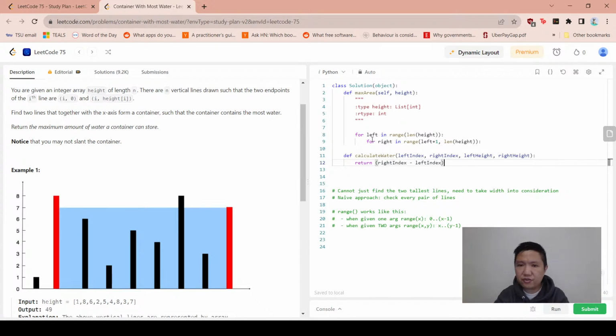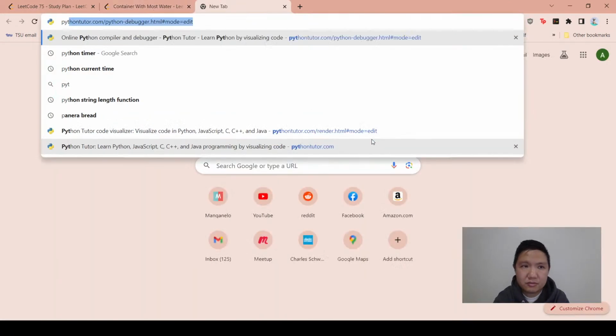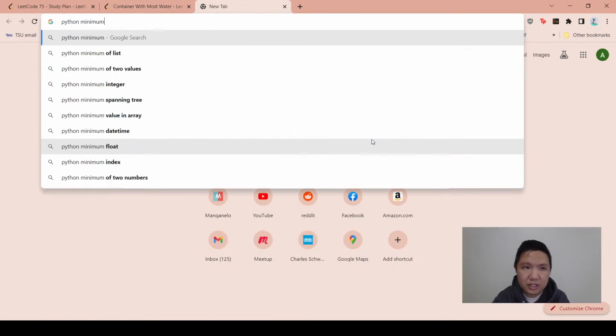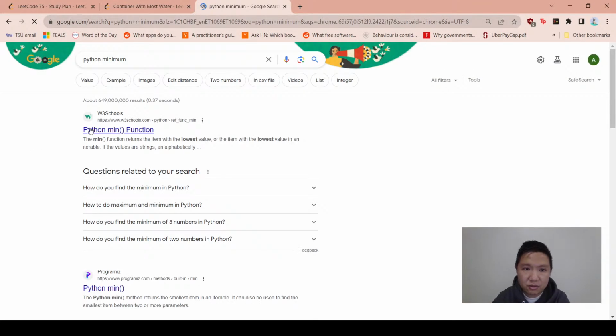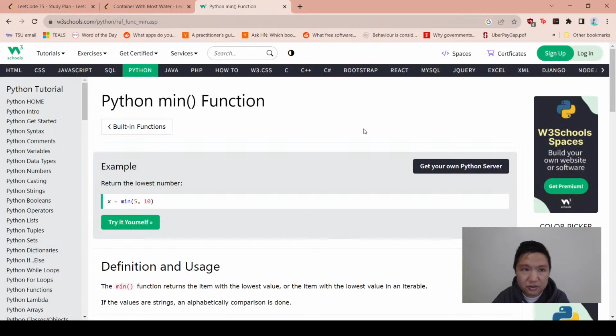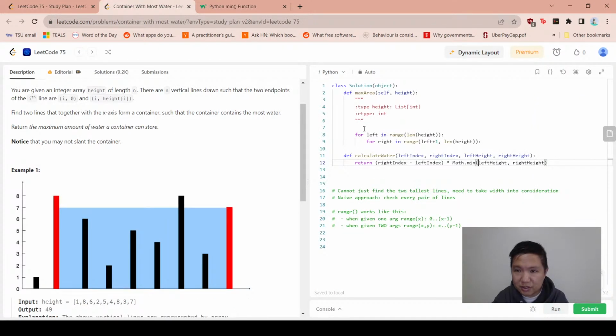So that's the width of the water multiplied by the minimum of the height. I always forget this. Python min function, is it math.min or is it just min? Yeah, you can just do min. Okay, so this is how much water there is.